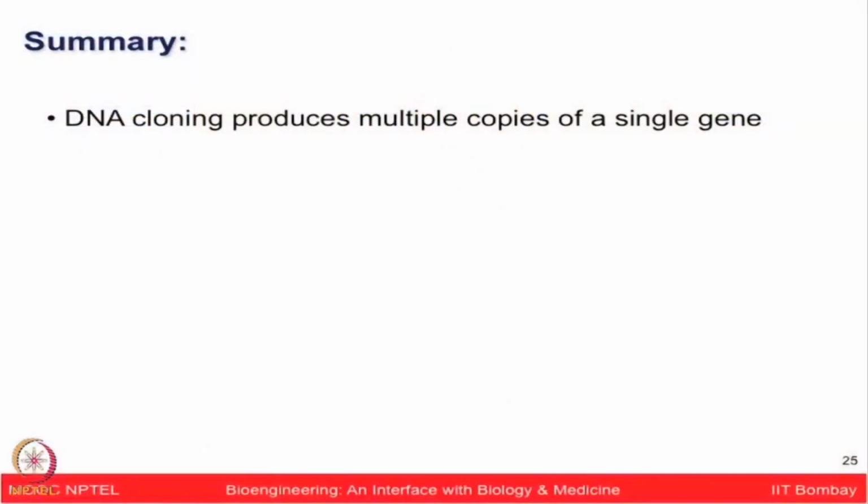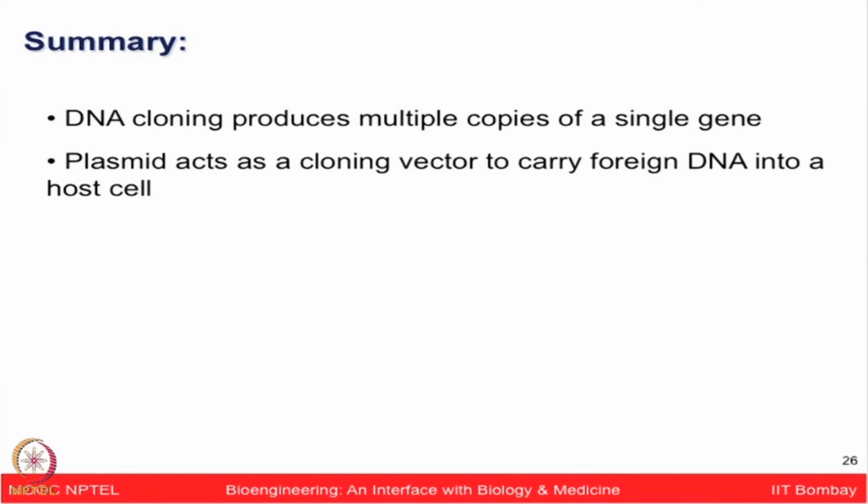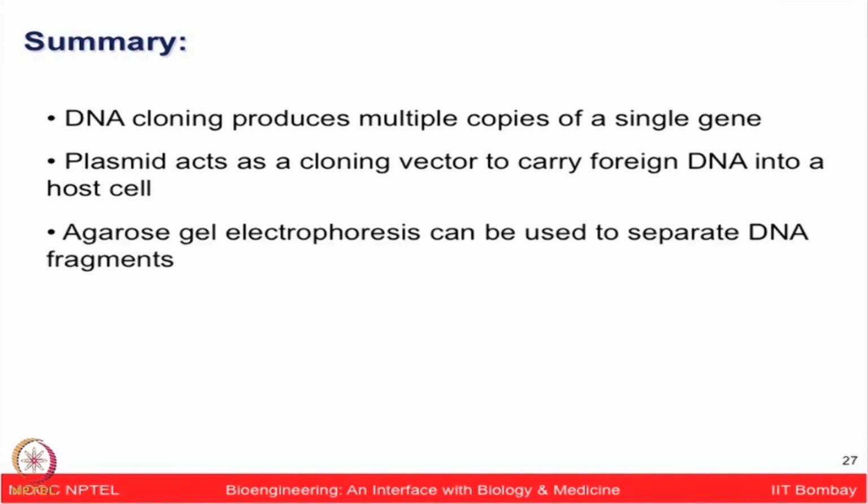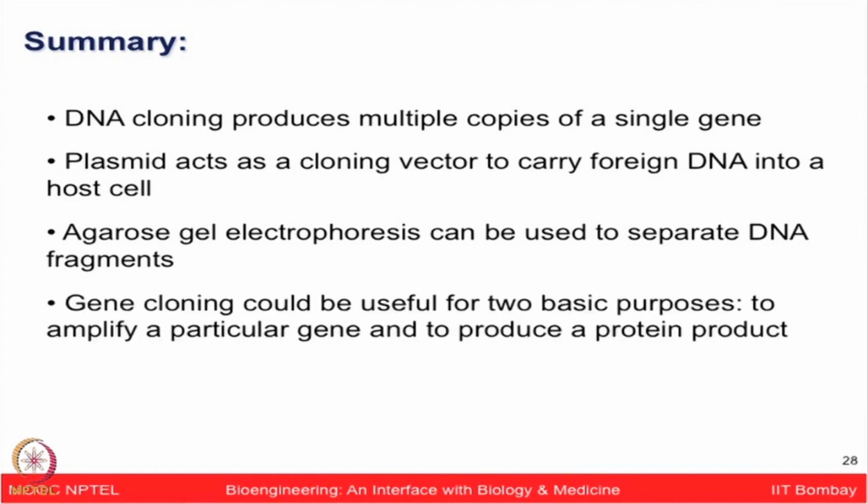So in summary, so far we have studied that cloning is a very important process in which multiple copies of a DNA or a single gene can be produced. Plasmids are used as a vector to carry the gene of your interest, the foreign DNA, and they can be moved into a host cell, especially a bacterial cell. Agarose electrophoresis could be used to separate these DNA molecules. And gene cloning can have many applications.